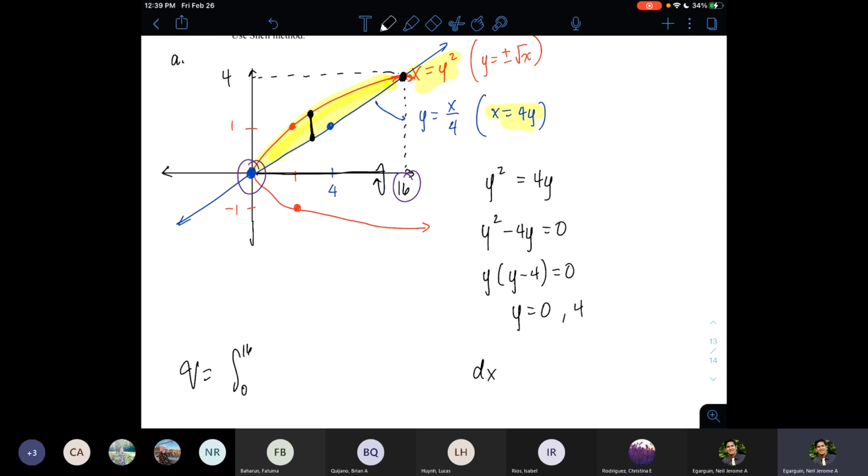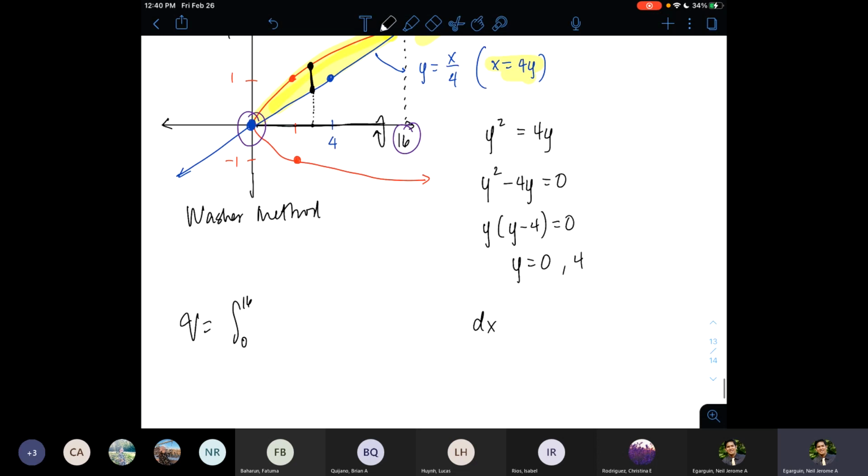And then are we using disk or washer? Well, to determine that, you should draw a vertical strip from the AOR towards the edge of the region. But if you do so, notice that part of this vertical strip that I drew lies outside of the shaded region. And whenever that's the case, then we should use the washer method. And the washer method requires the integrand to be pi times outer radius squared minus inner radius squared. That's for the washer method.